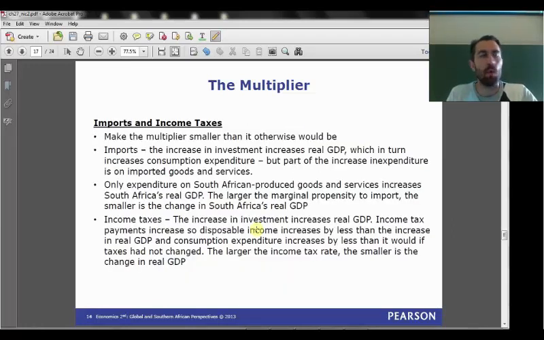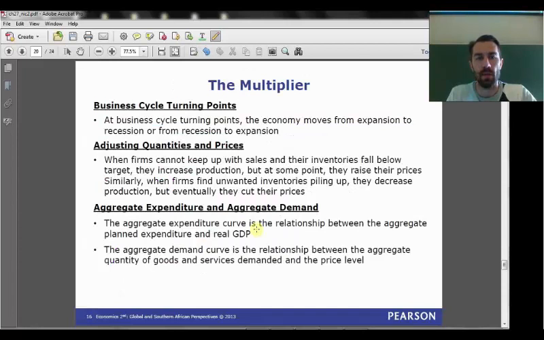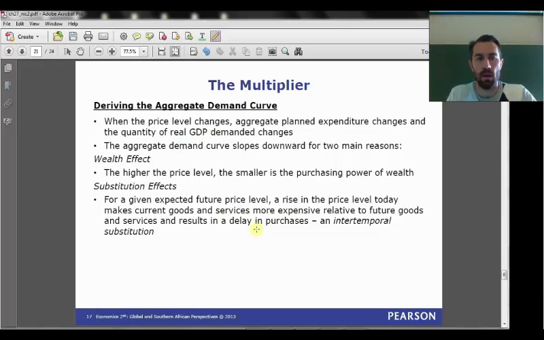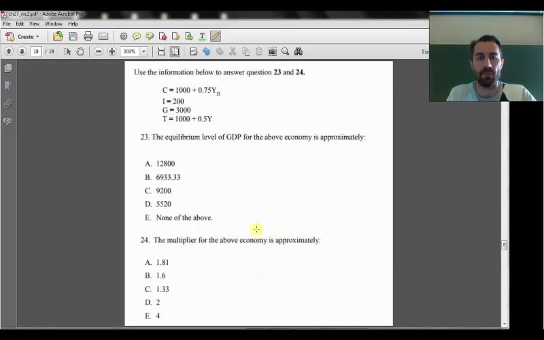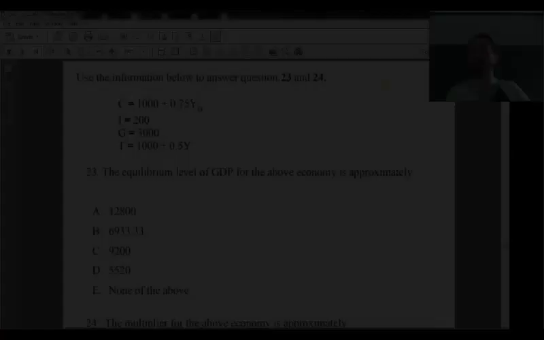We've seen what happens when you add imports and when you add taxes. Had some more examples, and then we're going to derive the aggregate demand curves. So, let's just do another example, to cement this in our brains. We've got 2 questions here. Use this information to answer questions 23 and 24.